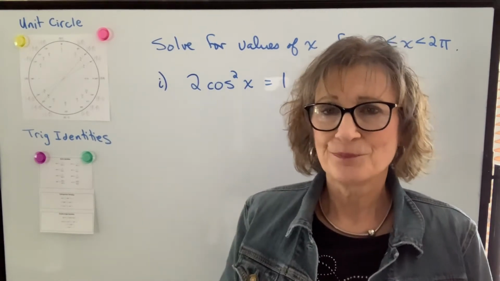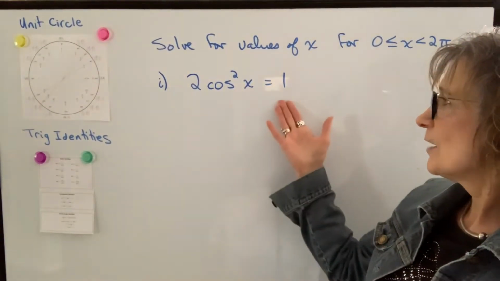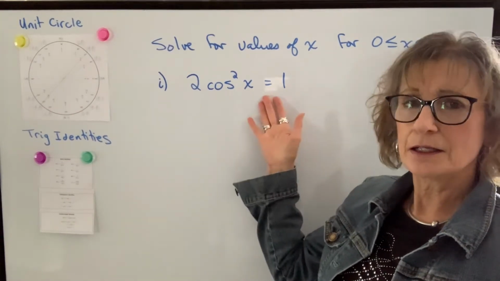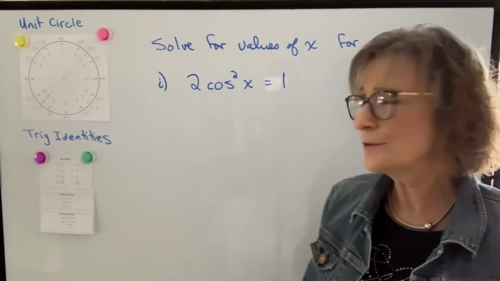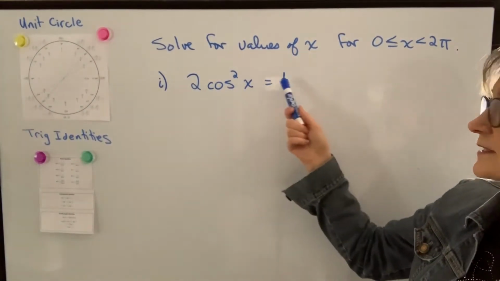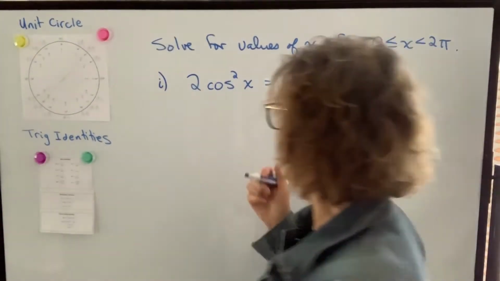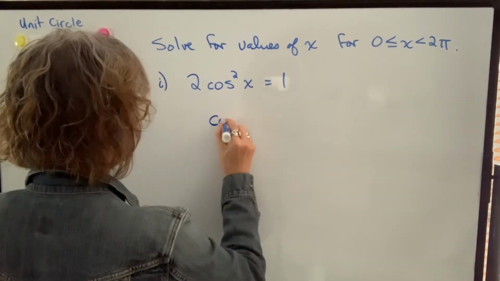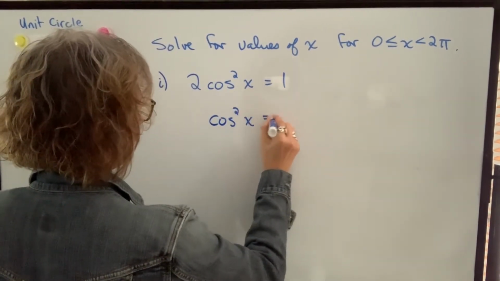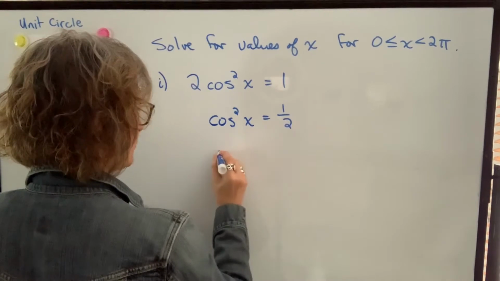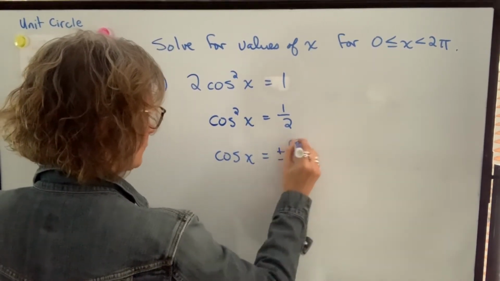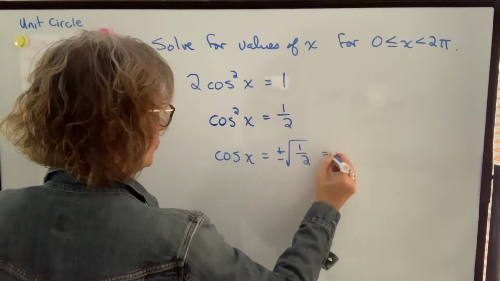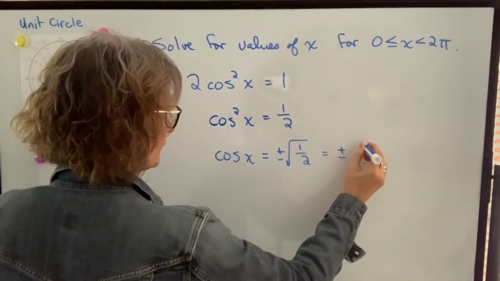So the first example I want to take a look at, I picked this example because I want to illustrate something that you may encounter. 2 cos squared x equals 1. First of all, we'll divide both sides by 2. Then we're going to take the square root. So it will be positive and negative square root of 1/2, which is the positive and negative 1 over square root of 2.